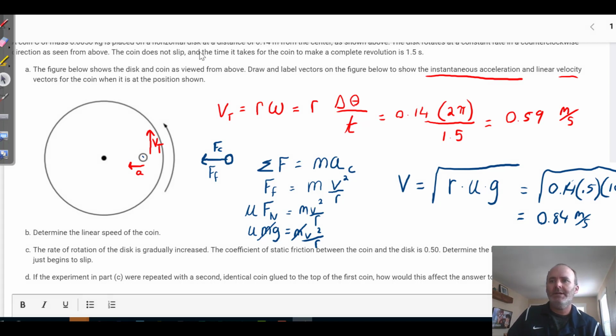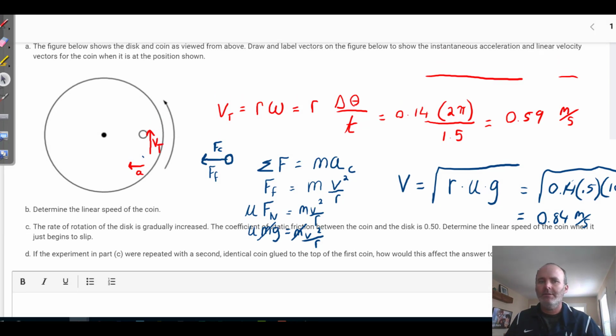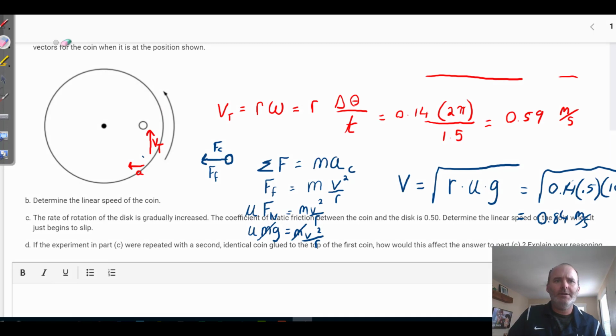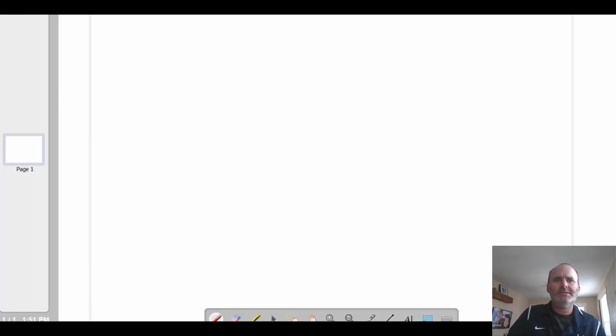Okay, let's look at part D now. I'm going to erase all this. Well, that's going to take a while. I'm going to erase all of this stuff. Let's get the big eraser.